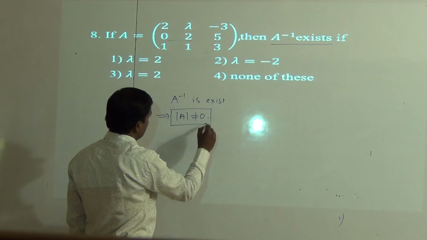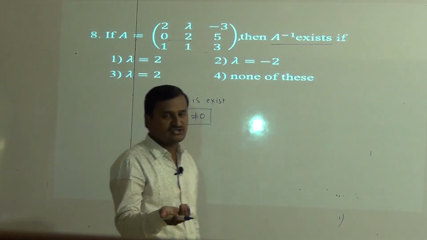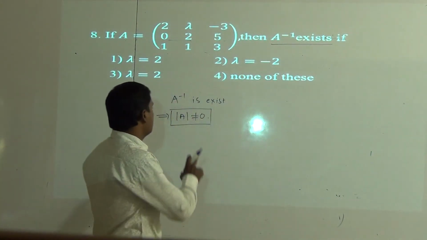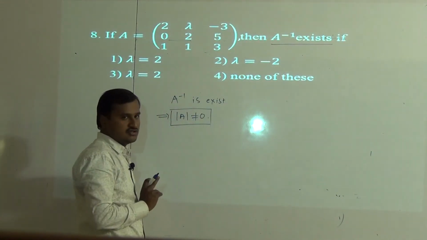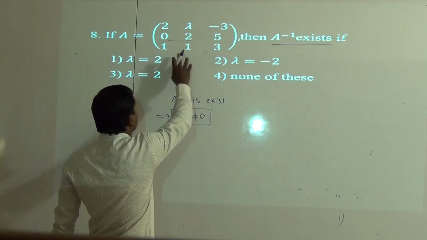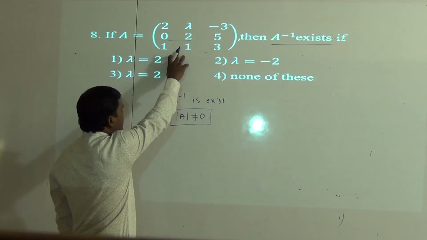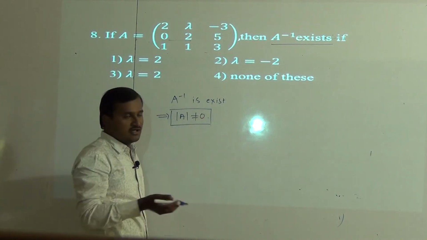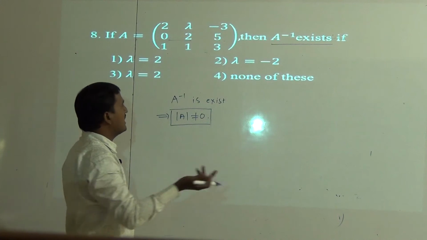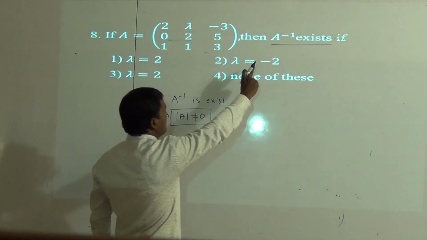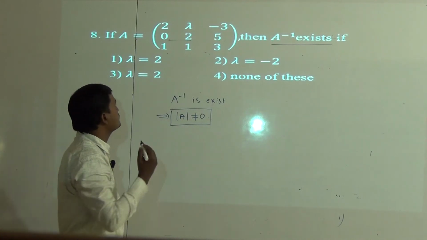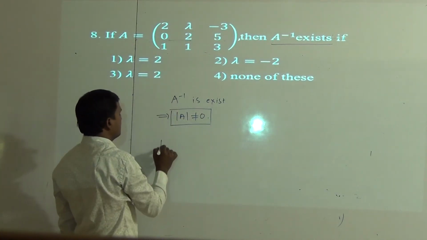So to check the existence of the inverse of a matrix, the determinant of A must not be equal to 0. Now I will find the determinant of this. After finding that the determinant is not equal to 0, I should find the value of lambda. Is it lambda equal to 2, lambda equal to minus 2, or lambda equal to plus 2? So I will solve the determinant of this one.